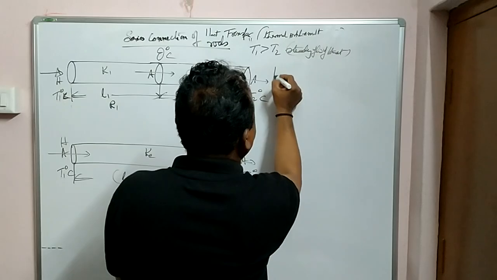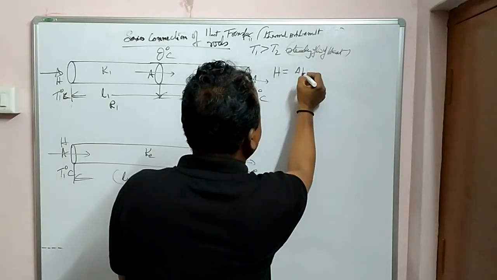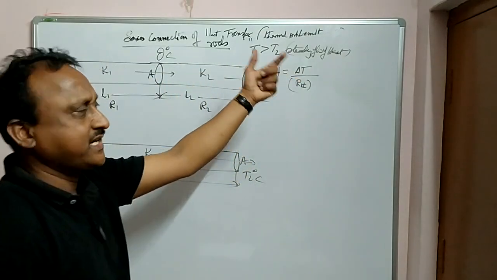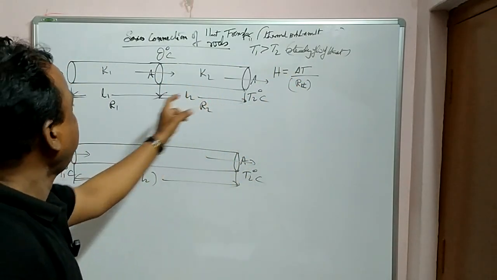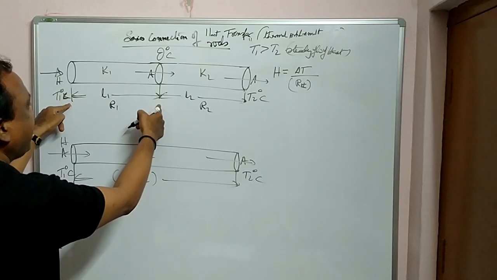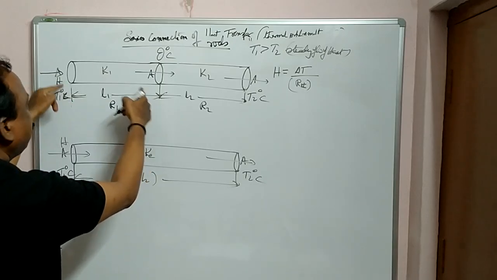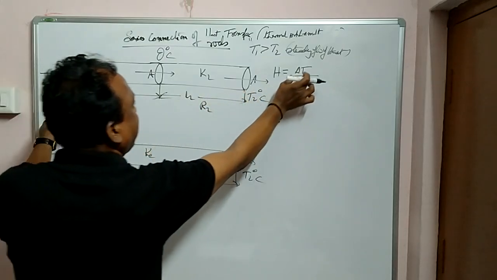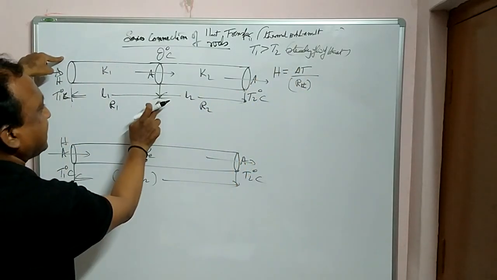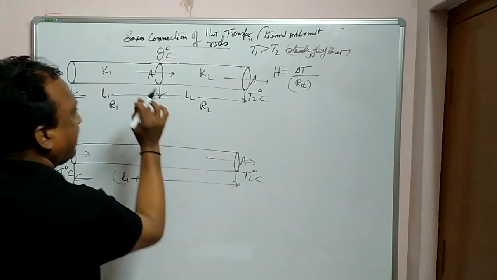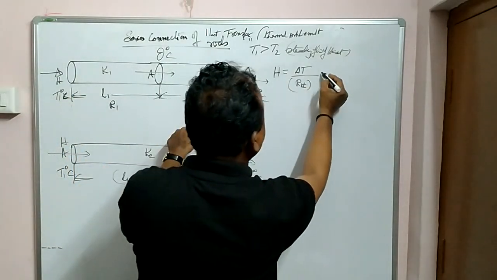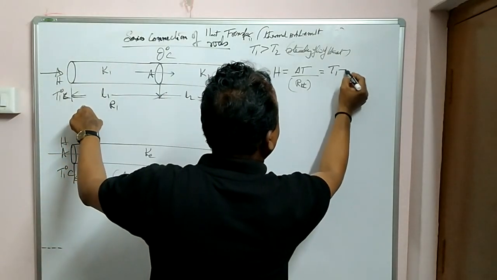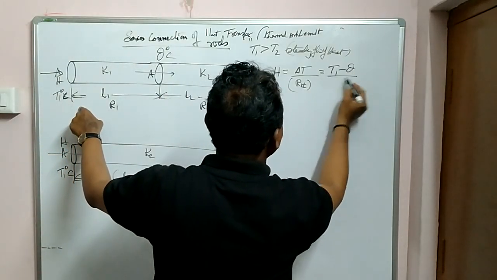So what is the heat current formula in general? Delta T by R thermal, I told you. Delta T, temperature difference, by R thermal. If you want this part, you can calculate heat current here. Whatever heat goes here, same heat here also. So how will we get heat here? Delta T, that means T1 minus theta, by R thermal. I can see the temperature difference between here, T1 minus theta, by R thermal.